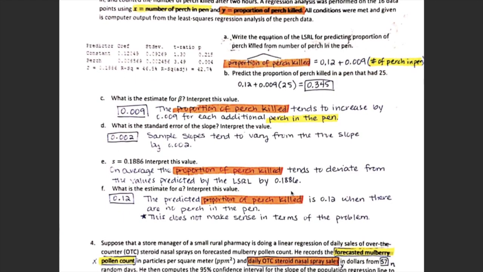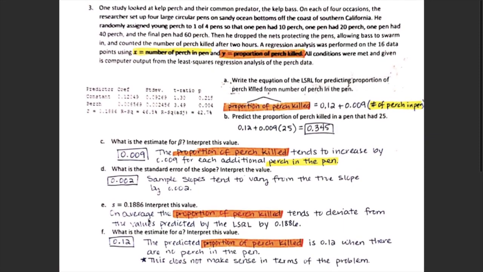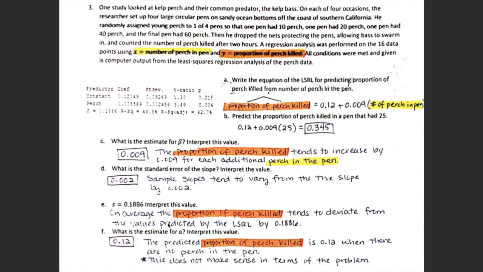Okay, and then finally for F, what's the estimate for A? That's your y-intercept, your constant up here, the 0.12. And again, remember it's when x is 0. Okay, so when there's no perch in the pen, the predicted proportion of perch killed is 0.12, which is impossible. There's no perch in the pen. How can you have any of them killed? There's none of them, right?